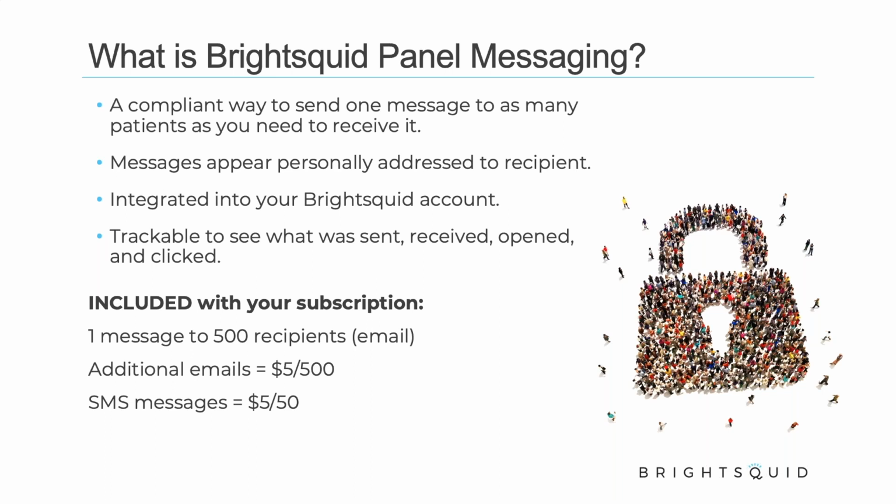With panel messaging, you do have one send per month included in your account. So you can send one message to up to 500 recipients. That's included in your subscription. If you want to send additional emails, it's $5 for 500. You can also use this service to send text messages or SMS, and that's $5 for 50. Unfortunately, text messaging is quite expensive to send, so this is basically just giving you access to that cost almost.